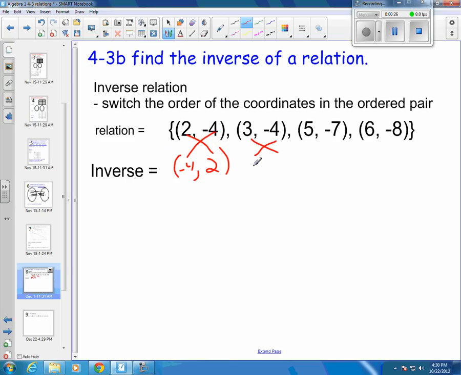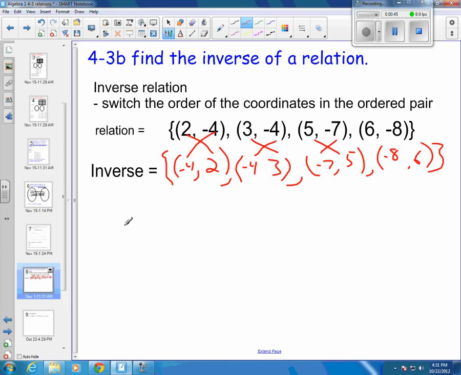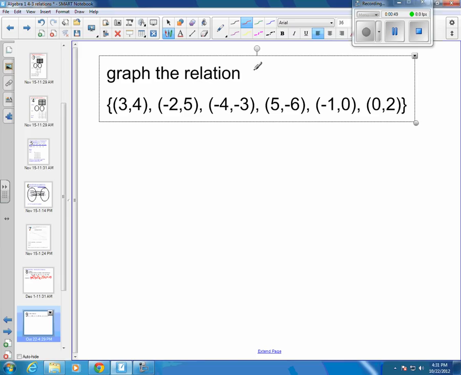Same thing on this one. So I put the -4 where the x goes, and put the 3 where the y goes, and voila, new point. Same thing here, -7, 5. And the last one, it would be -8 and 6. And that is all there is to it on getting the inverse of a relation. So let's look a little bit deeper at that, because that was pretty darn easy.